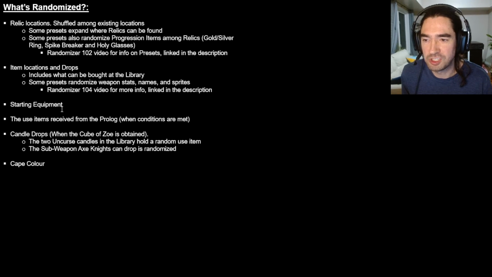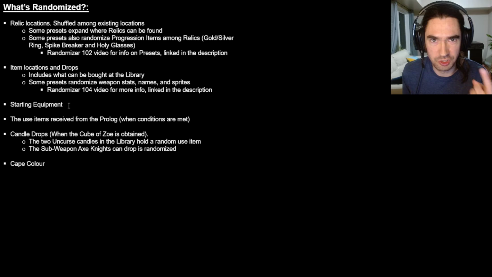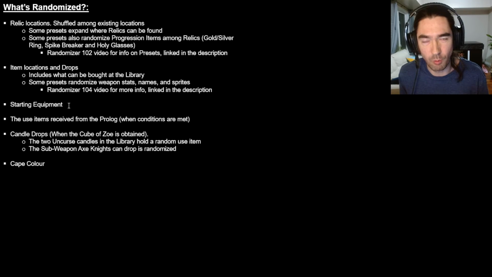Your starting equipment is different. Alucard usually starts with his sword, a shield, and a dragon helm. Those are going to be different, but the types that you have will be the same. So you'll always have a one-handed weapon and a shield, for instance. You'll never start the game with a two-handed weapon.